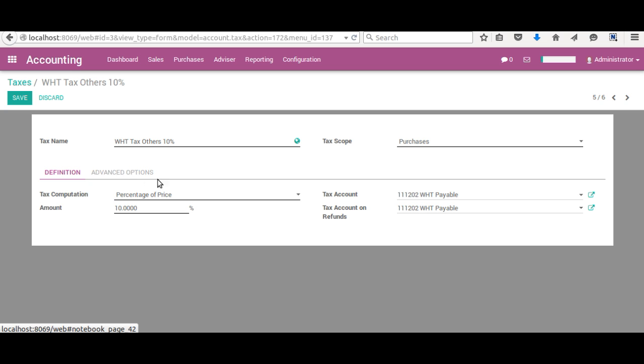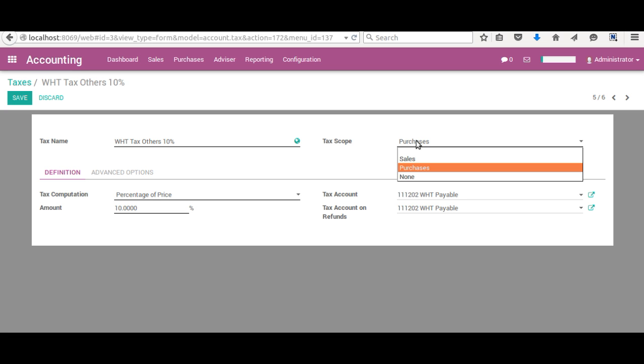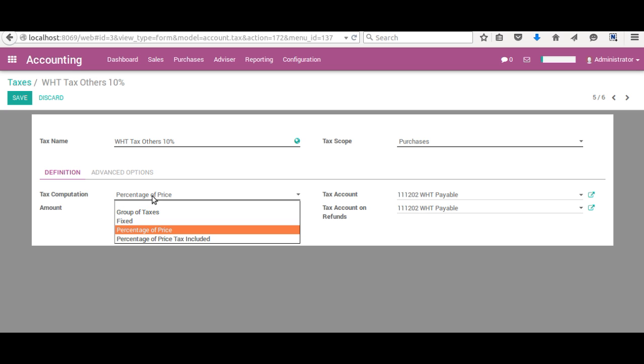Now that's all we need to do here. Give it a tax name, e.g. withholding tax, and then indicate the tax scope. Here I've indicated purchases, and then set your price basis, the basis of your tax computation, whether it's a fixed amount. Usually it's going to be a percentage of price. Put that percentage and then link it to accounts in your GL. So I'm going to save that.